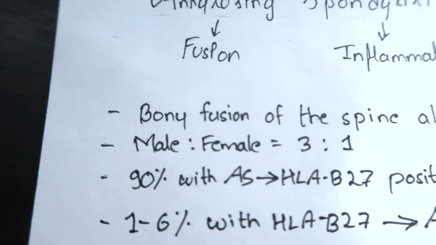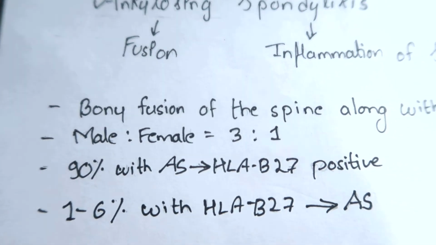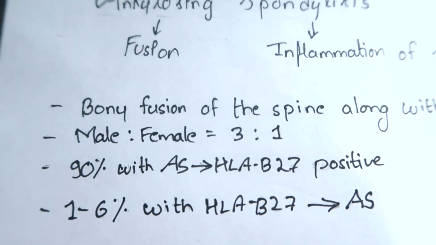Male to female ratio is 3:1. About 90% of people affected by ankylosing spondylitis are HLA-B27 positive, and among those inheriting HLA-B27, only 1 to 6% are affected by ankylosing spondylitis.